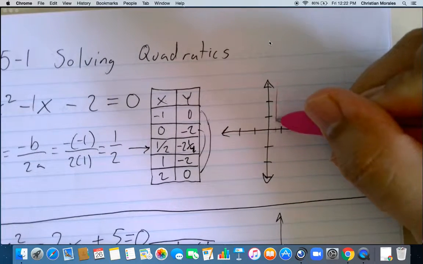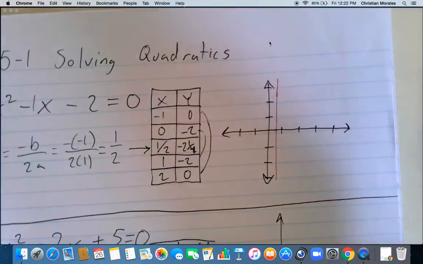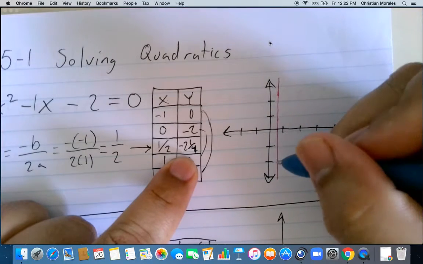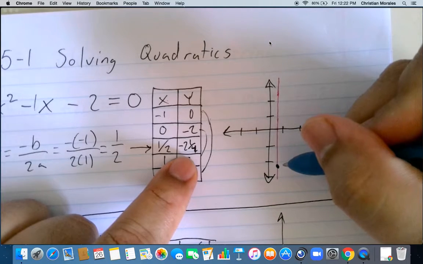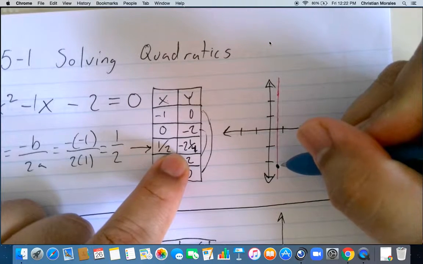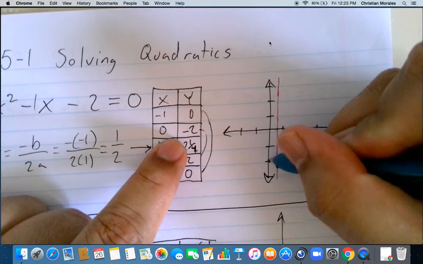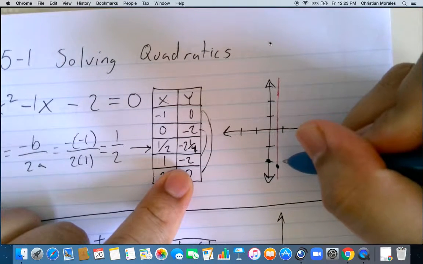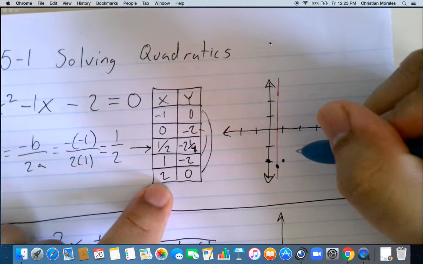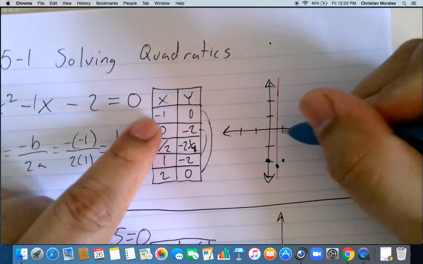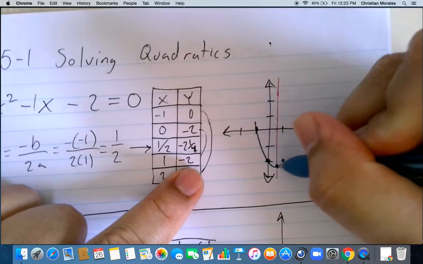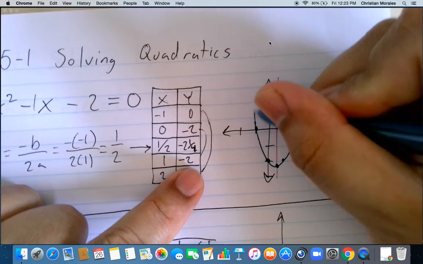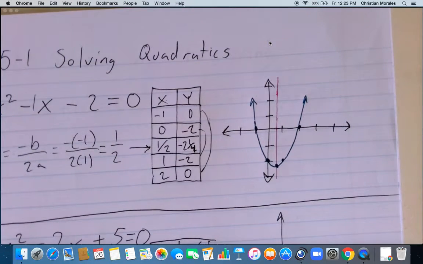All right, that means this is the middle of the parabola. Now, negative 2 and a quarter would be right here. So this is the vertex. This is my vertex right here. Now, 0, negative 2 would be right here. And 1, negative 2 would be right here. And then 2, 0 would be right here. And negative 1, 0 would be right here. So my graph would look something like this. Curves down, then curves back up. Looks like that. That's my parabola.